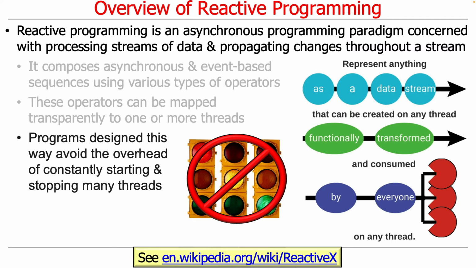Programs that are designed using the reactive programming model are going to benefit from avoiding constantly starting and stopping many threads of control. So you'll see that there's all kinds of clever ways where you can represent anything as a data stream that can be created on any thread, functionally transformed and consumed by everyone on any thread, which is just a visual way of saying what is cool about reactive programming. You don't have to keep starting and stopping stuff.